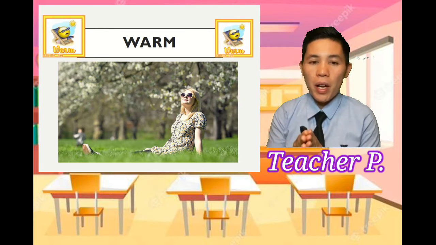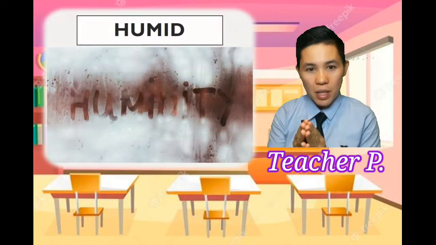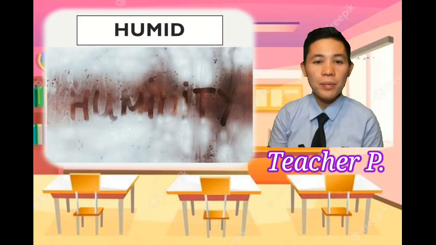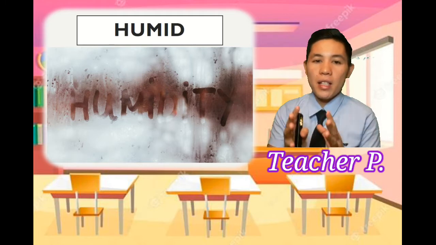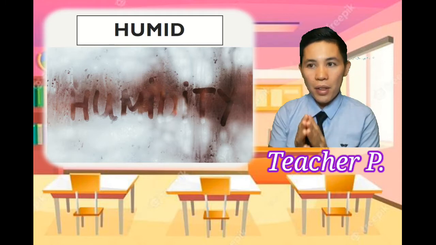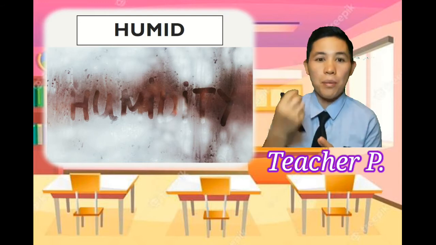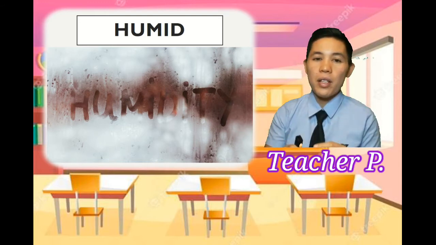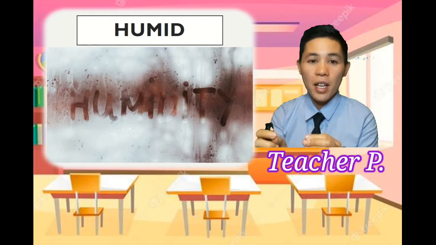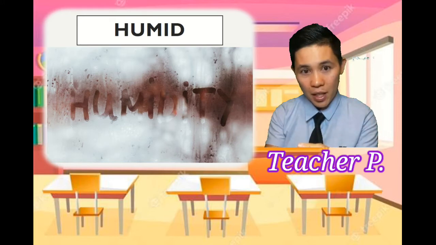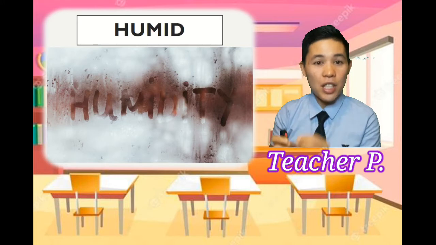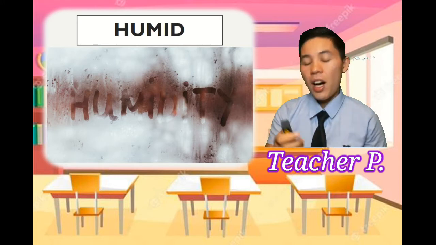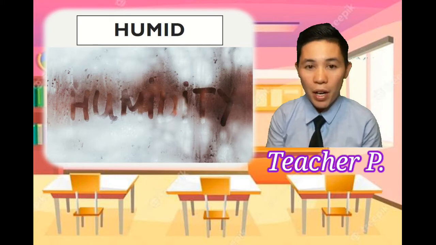So the next vocabulary we have is humid. Again, humid. So when we say humid, it is the kind of weather that has a moist. So example, the air in the forest is humid. Okay, the wind in the desert is dry. All right, that is our vocabularies.